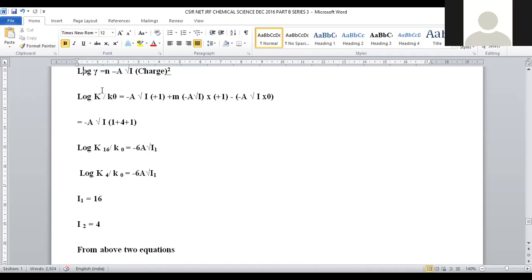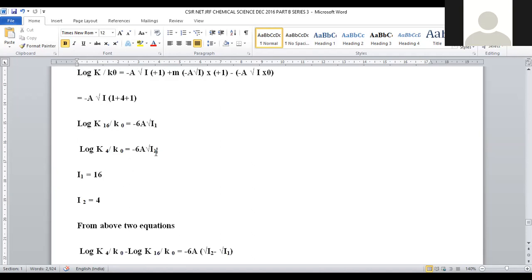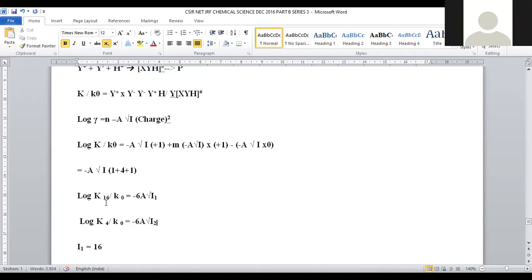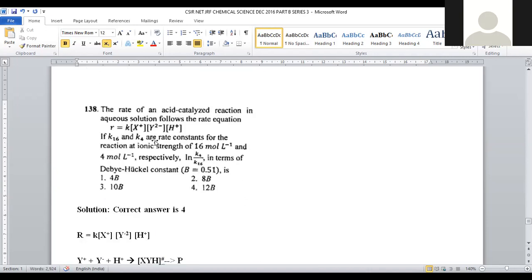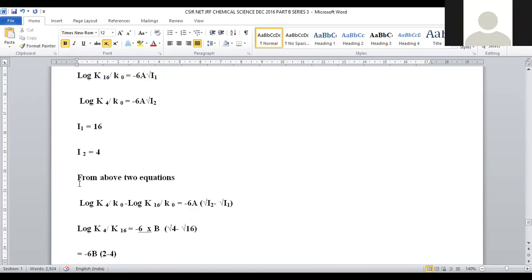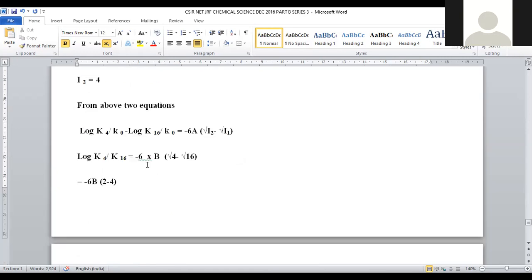Within the problem, we have to write log K16 by K naught, which is given as minus 6A root I1. Log K4 by K naught is given by minus 6A root I2. So I1 is 16 and I2 will be 4. That is given in the problem. So 16 is the ionic strength of the first solution and 4 is the ionic strength of the second. I denotes the ionic strength provided in the problem.